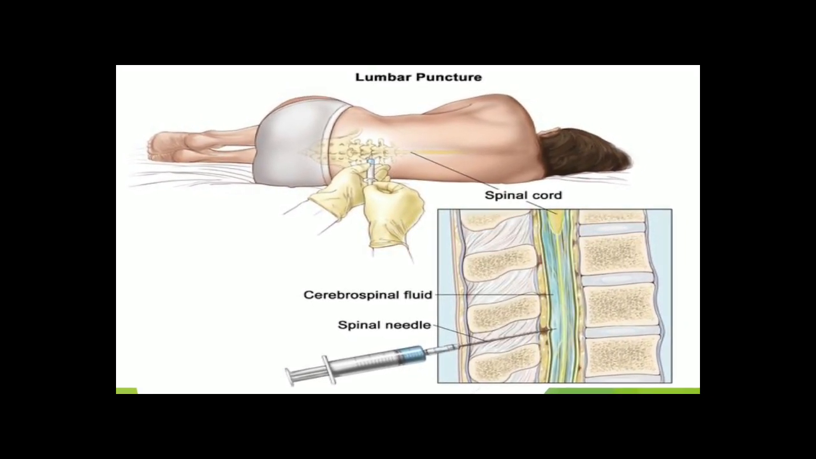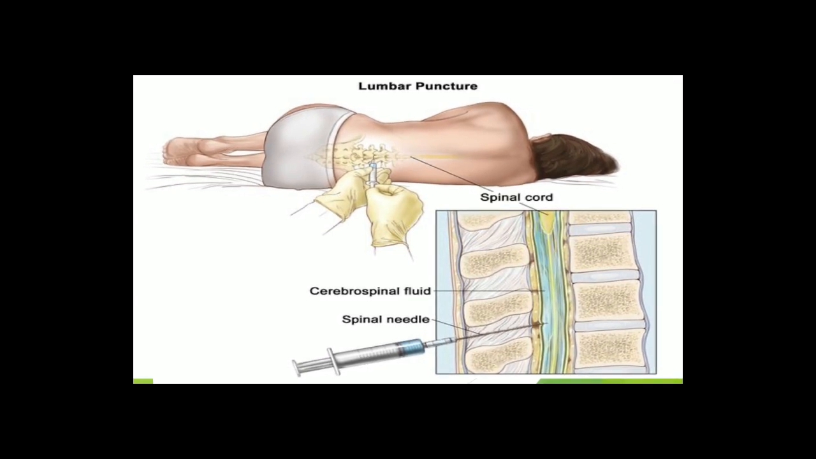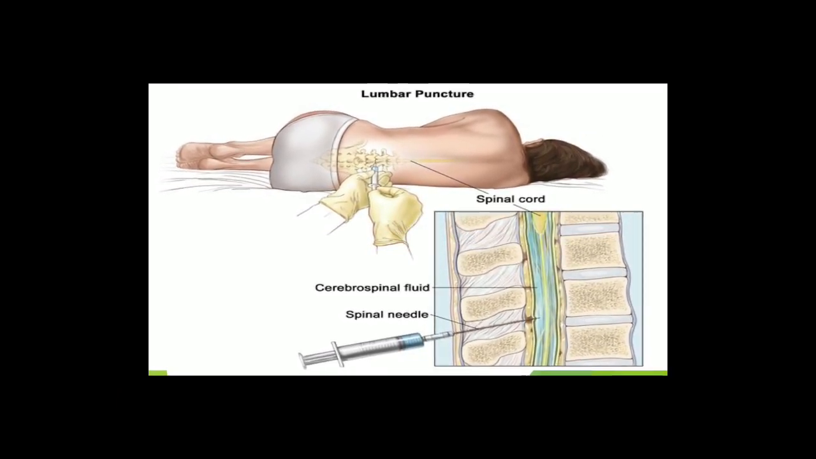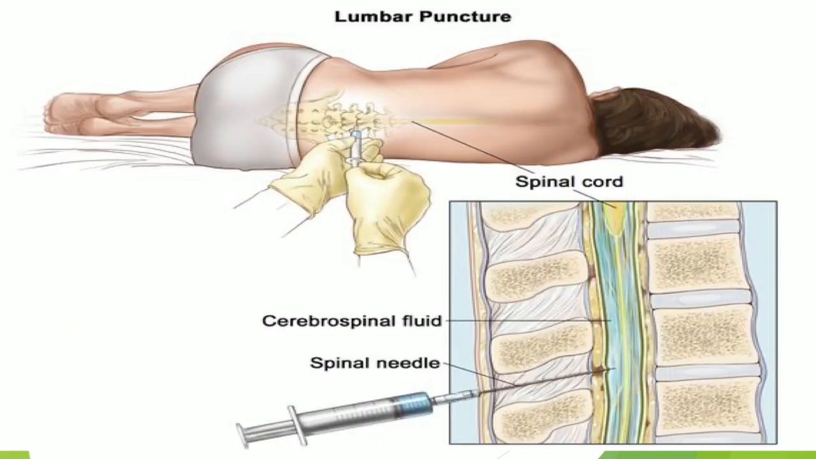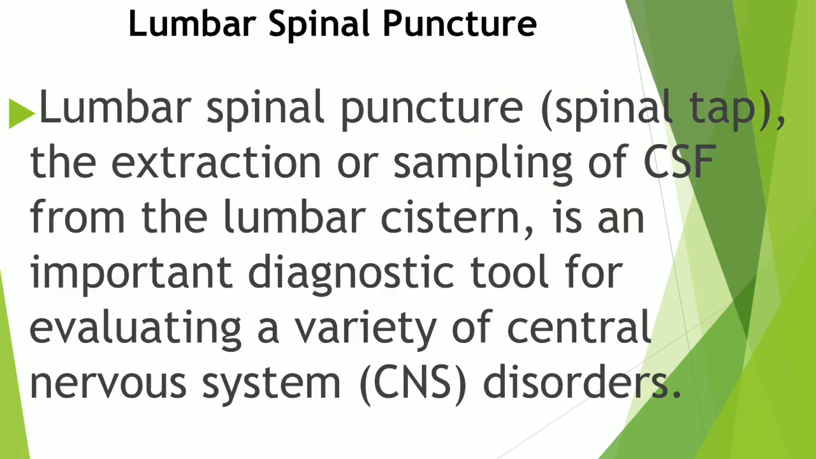It is inserted into the midline between the spinous processes of L3 and L4, that's the third and fourth lumbar vertebrae. You can also go as low as between L4 and L5, that's between the fourth and fifth lumbar vertebrae, in a child, because due to the location of the spinal cord, it's more inferior in the child. You don't want to pierce the spinal cord and injure the spinal nerves.